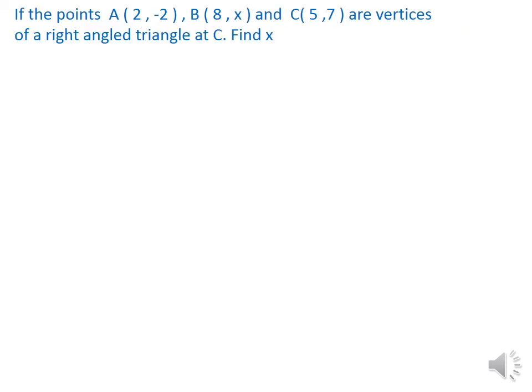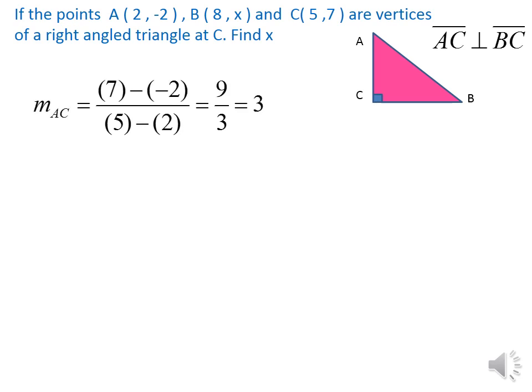If the points A, B, C are the vertices of a right angled triangle at C, find the value of x. Here we have a right angled triangle at C. That means AC is perpendicular to BC. So first find the slope of AC. It will be y2 minus y1 over x2 minus x1, that means 7 minus 2 over 5 minus 2. Finally, it will be equal to 3.